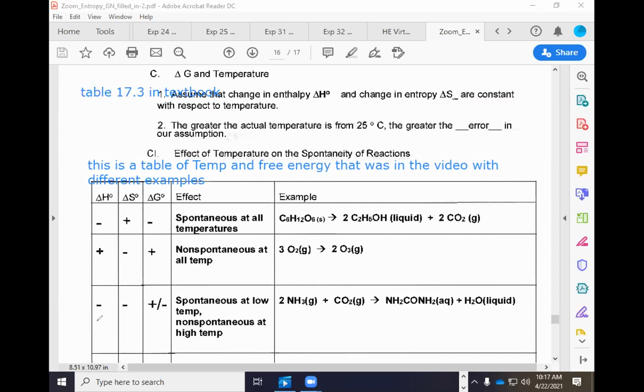And then if you have exothermic, but you're losing entropy, it depends on the temperature. And so the video explained to you spontaneous at low temperatures, but non-spontaneous at high temperatures, because then the entropy is more involved. So it's explaining how the temperature affects the overall. And then this is an example. This would be ammonia plus carbon dioxide making urea.